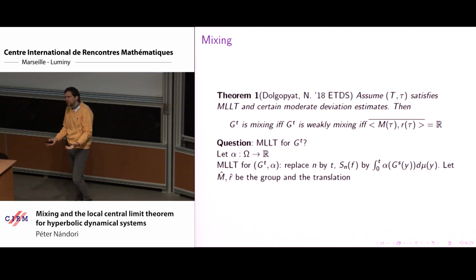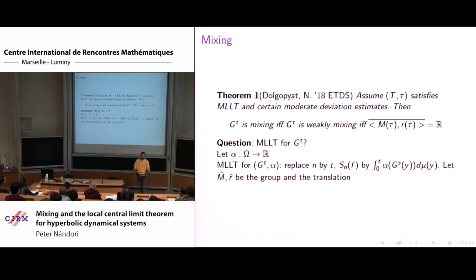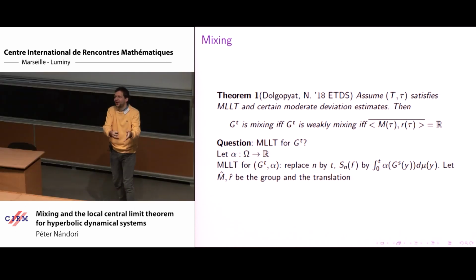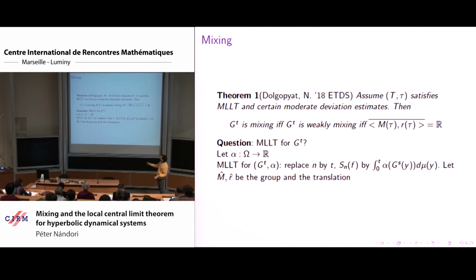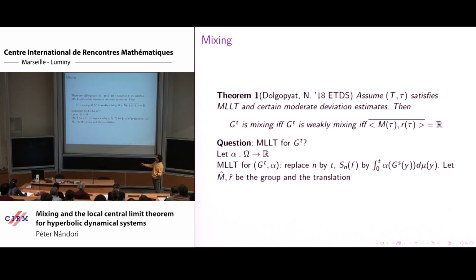Well, I didn't tell you what is a local limit theorem for a flow. There is a long definition, a complicated formula, but morally speaking, what you have to do is go back to the definition for the map and replace discrete time with continuous. Okay? So what you have to do is that you have a suspension flow, which I denote by g_t. You have an observable now on the phase space of the flow. And what you need to do is that you replace the Birkhoff sum by this integral. Okay? And then M hat, R hat are the group and the translation.